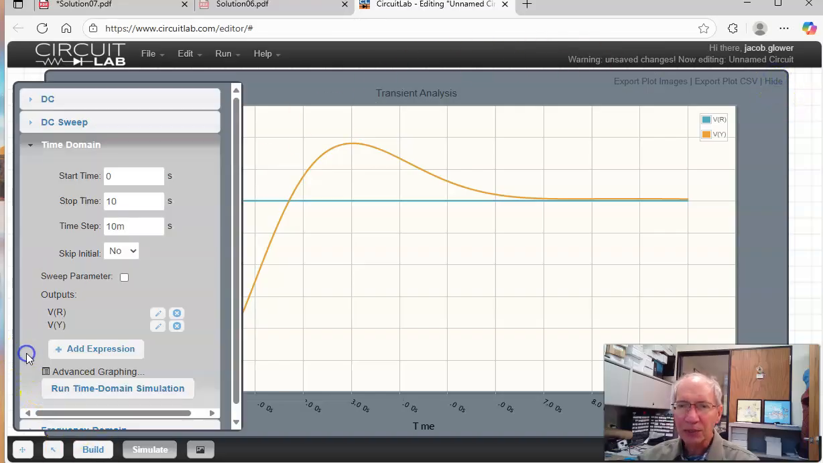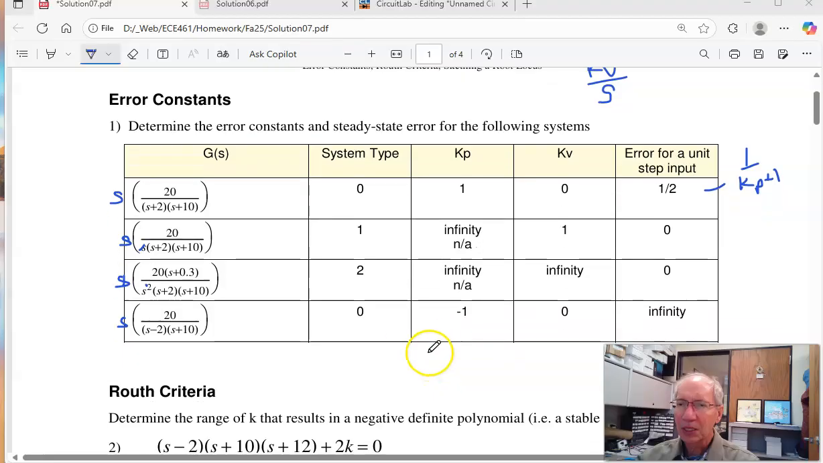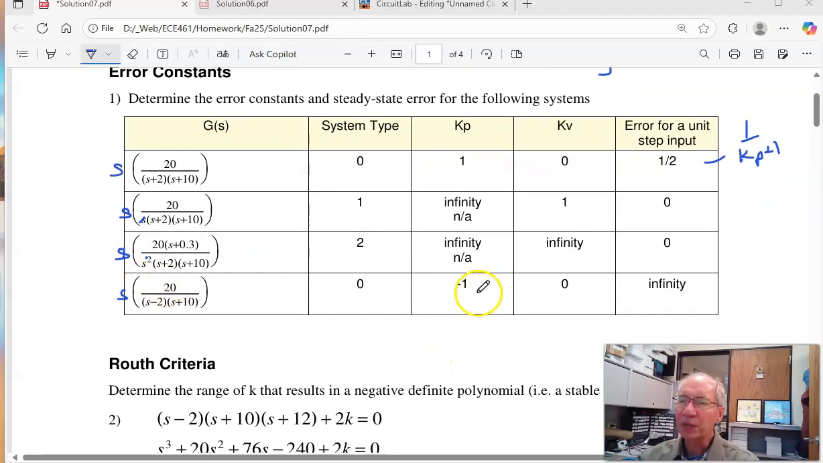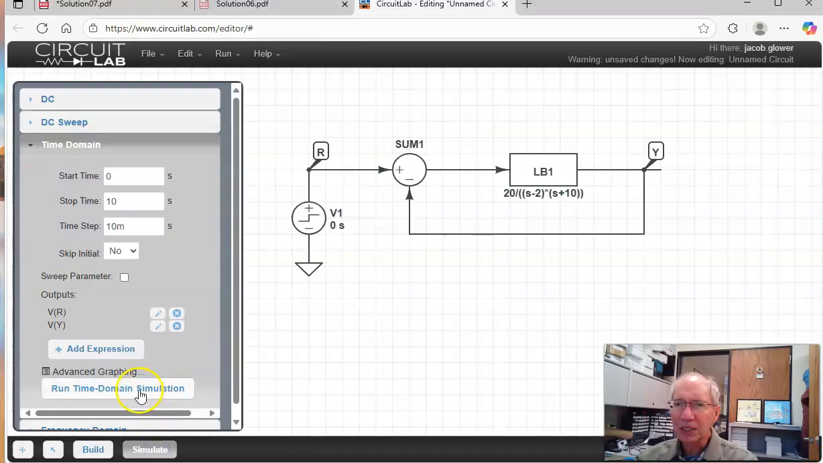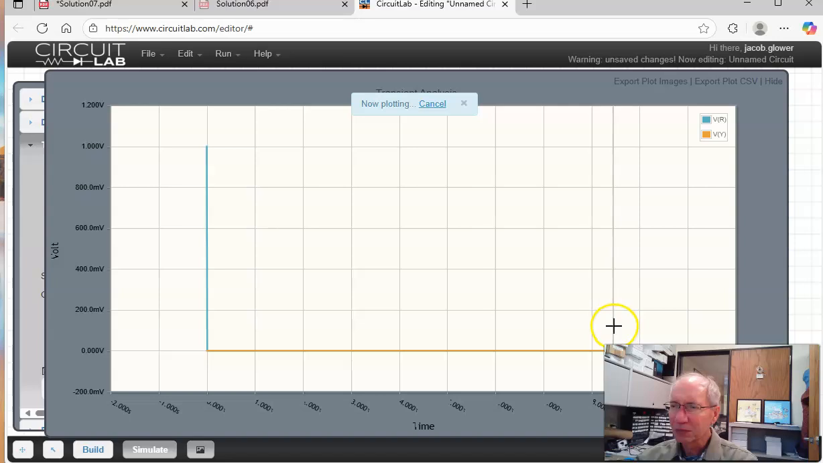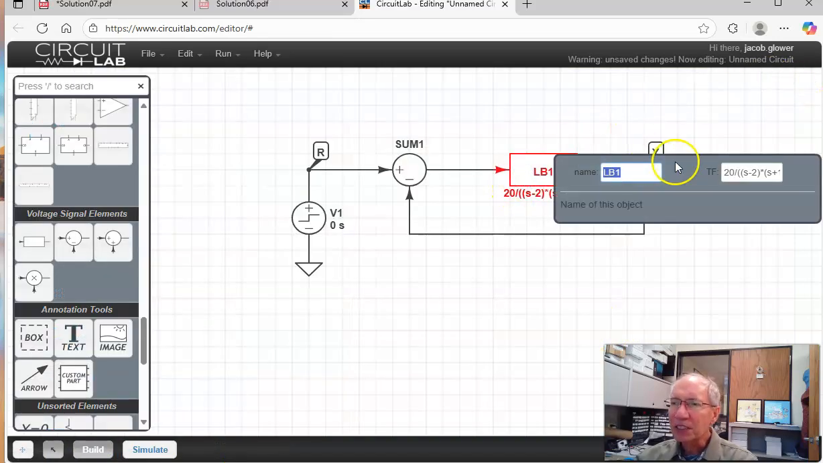And finally, the last case, I can actually have negative Kp's. This should have an error of 1 over Kp plus 1, 1 over 1 minus 1, infinity. So if I try it, here's the step response. It just takes off. If I actually change the problem a little bit, let's make this 30.